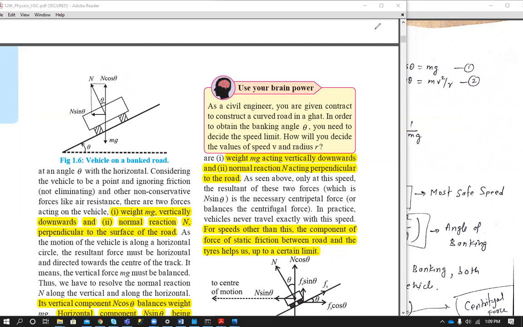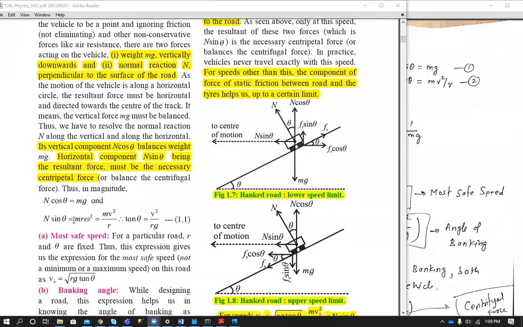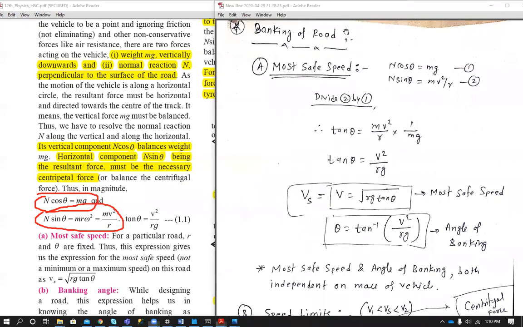So by assuming this balancing condition, here we have N cos theta equal to mg and N sin theta equal to mv square by r. You can see in my notes, N cos theta equal to mg, N sin theta equal to mv square by r. Dividing the second by the first, we get tan theta. We get the maximum safety speed v, and the angle by which the road can be inclined, called the angle of banking, theta equal to tan inverse of v square by rg.